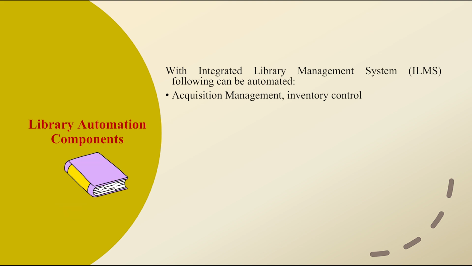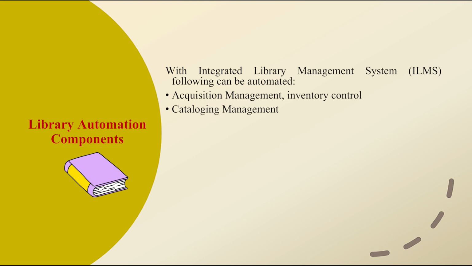So acquisition management means checking whether that book is already available with us or not, and whether a duplicate or extra copy is required, because of how many people are using it. We can know the condition of the book. In the automation system, the management system itself will be able to know these requirements. So inventory control tells whether the book is available or not.